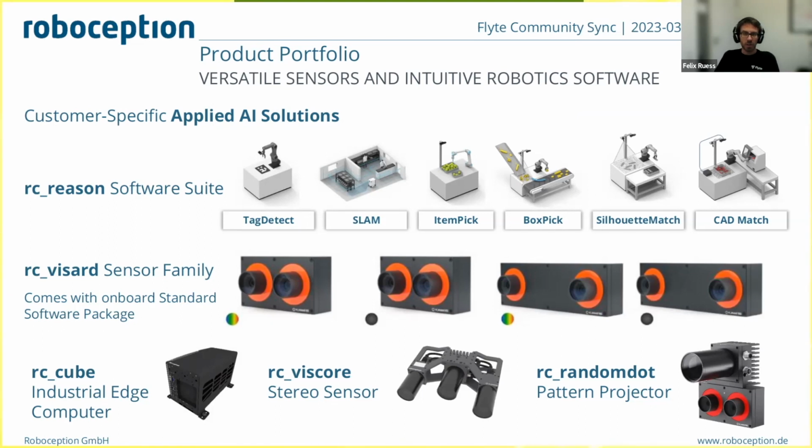And that is actually what we use Flyte for, to train our models for CAD match. That needs more resources than we have available on this smart camera, at least in this iteration, and will run on this extra industrial edge computer that we have. And we also have a standalone stereo sensor that has a bit more resolution.